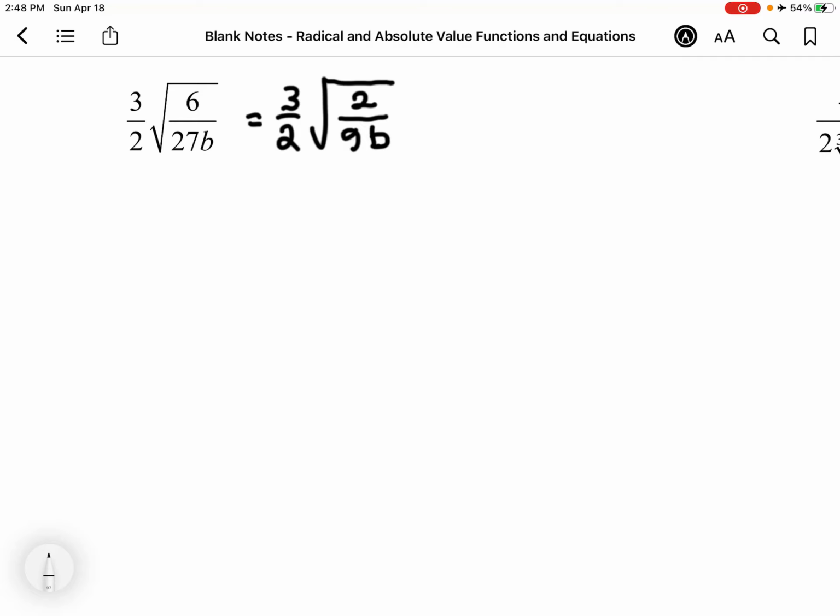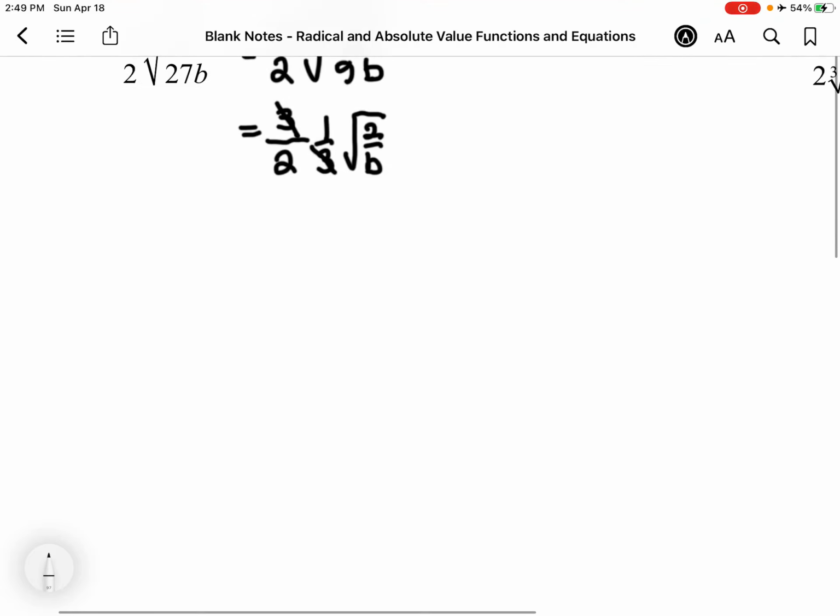Now this 9, remember 9 is a perfect square. So I can pull that out right away. 9 is 3 times 3. Now what you need to remember is that this is in the denominator. So when I pull it out, that factor of 3 has to go into the denominator. It's almost going to be 1/3 that gets pulled out. And then I'm left with 2 over b. And by the way, look at that. These factors of 3 cancel. Isn't that nice? Oh, that's great.